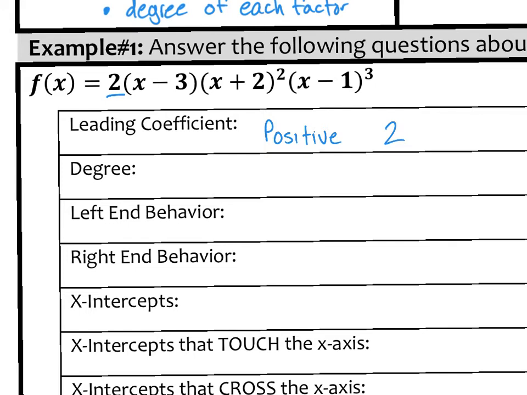Then we look at the degree. Well, we have (x minus 3) to the first, plus we have the 2, and we have the cube. So 1, the 2, and the 3, add those together, and we get a degree of 6, which is an even number. So the key components here are that it's positive and it's even.